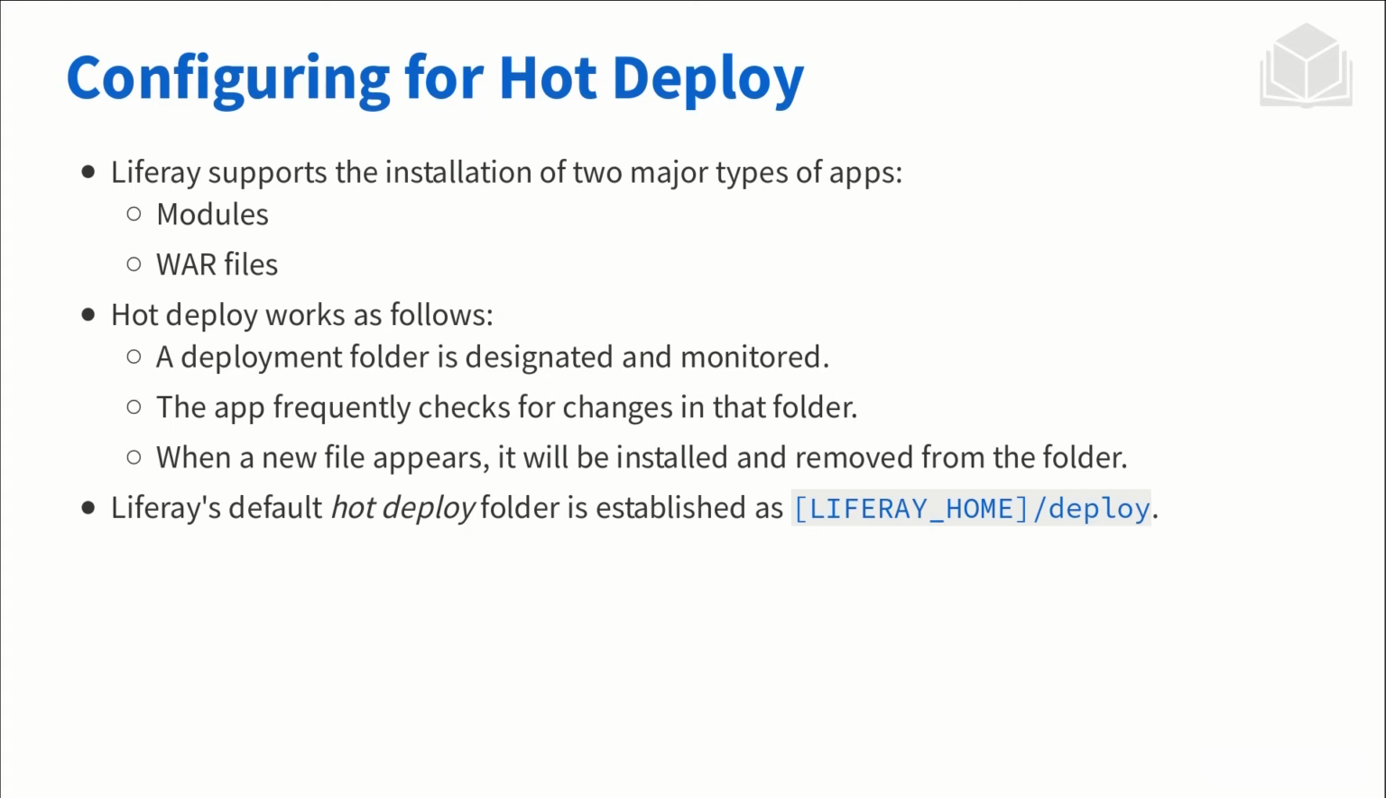Liferay has one folder that it always monitors, which is the so-called deploy folder. And the slide says the name is Liferay home/deploy. What's Liferay home? That's the root directory of your bundle, for example. It's typically one directory up from your application server, and the default name for it is actually deploy. And any module, any WAR file that you drop there will be picked up by the runtime, deployed to the application server, provided there are proper permissions on the file system, and then removed from the deploy folder.